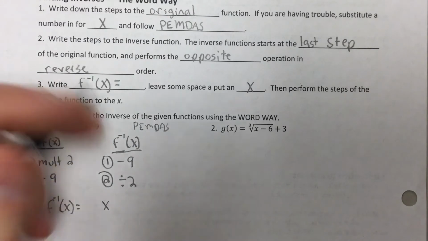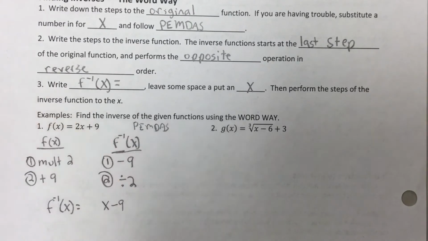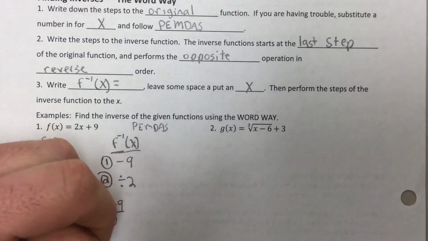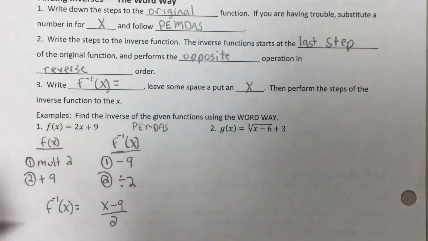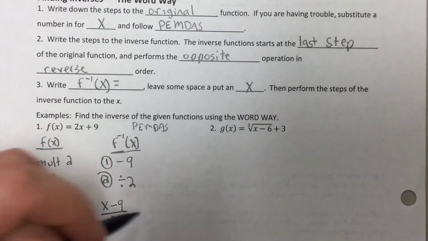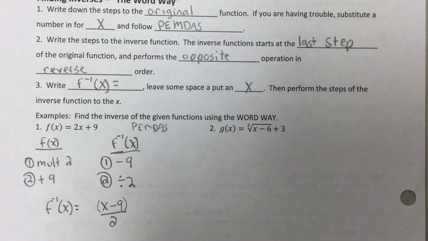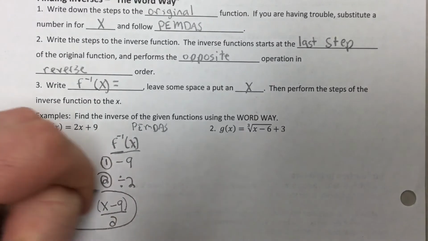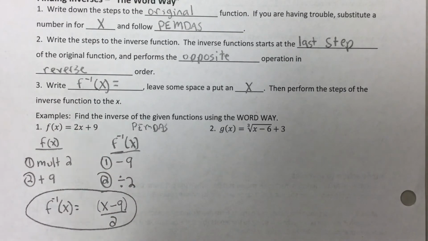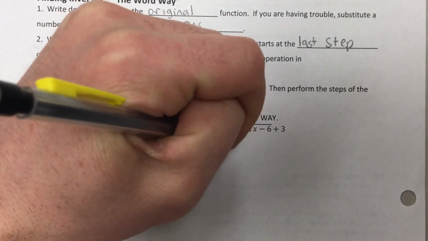First thing I'm doing is subtracting 9 from x, so x minus 9, and then I divide the whole thing by 2. So just make sure either that whole fraction line is there, or you can put that x minus 9 in parentheses as well. And that's my inverse. For number 2, I have g of x.